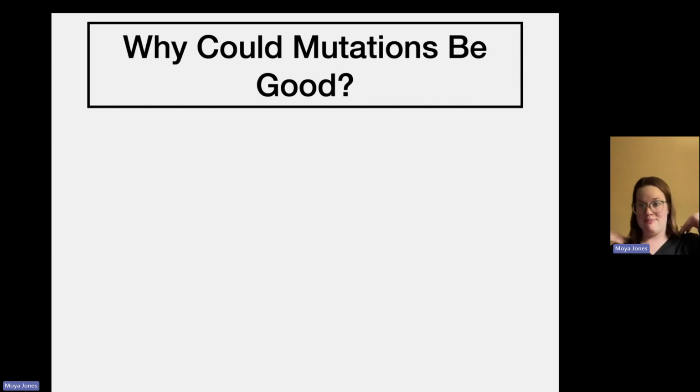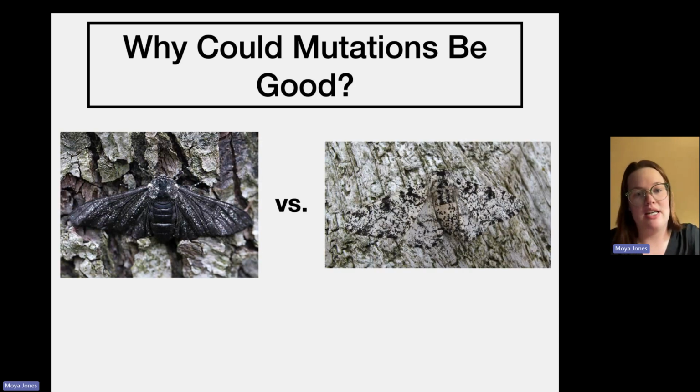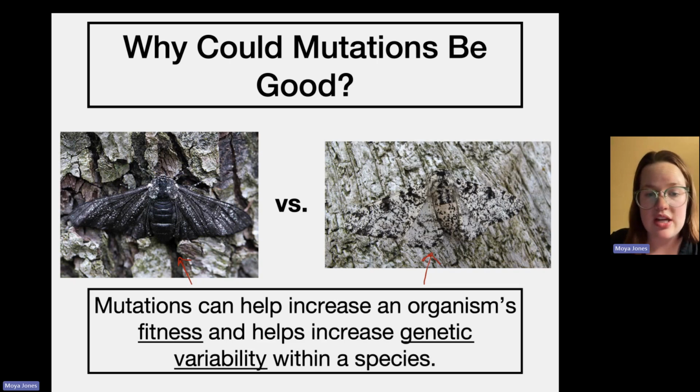Why could mutations be good? So we know that mutations change the protein, but sometimes that change in protein has no effect, sometimes it has a good effect, and sometimes it has a bad effect. This is an example of a mutation that has happened in moths. The original moth looked like this, and then there was a mutation that caused the moth to look like that. And that is a helpful mutation because they were able to hide from predators.